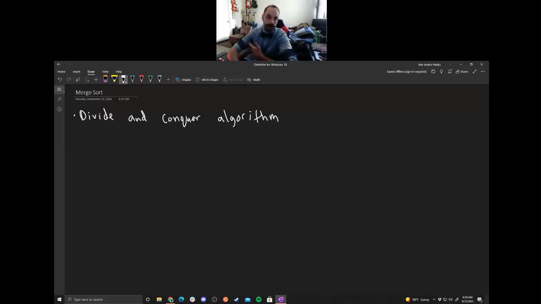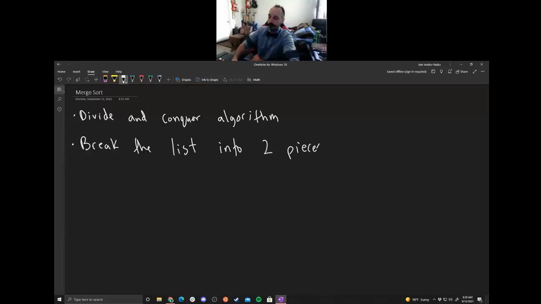So divide and conquer is a class of algorithms, and for merge sort, divide and conquer does the following. We're going to first break the list. So we're going to sort a list of elements. We break the list into two pieces of equal, or you can say almost equal length.